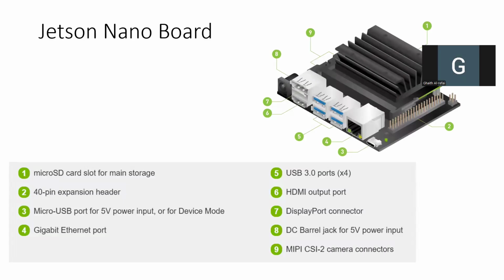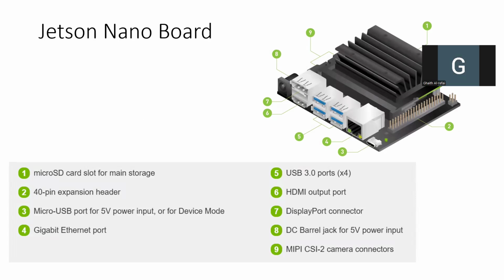بداية الجيتسون نانو is a small computer designed mainly for artificial intelligence applications, computer visions and AI robots. So فعليا إذا بدك تعمل ديزاين لروبوت بيستخدم الكمبيوتر فيجن for object avoidance or for line following, Jetson Nano is the right word to use it.